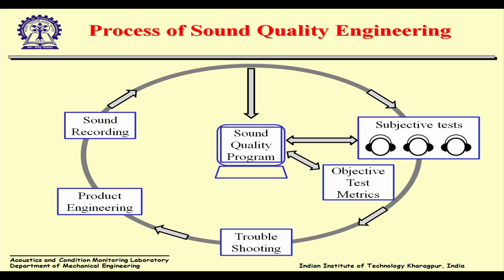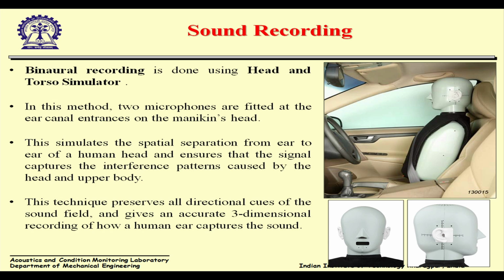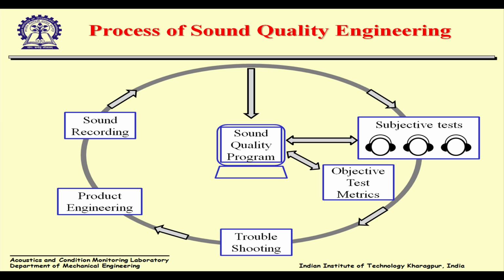So we can conduct a listening test, and this is a cyclical process. Based on that, we do some troubleshooting, and then go back to the product engineering design. If this is done within the design phase itself, then design changes can be made to improve the sound quality. So the first part of this cycle, as I said, is sound recording, then analysis of the sound quality, and subjective test. These three parts are the ones that I'm going to discuss in more detail in this lecture.